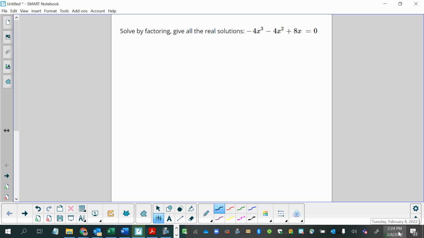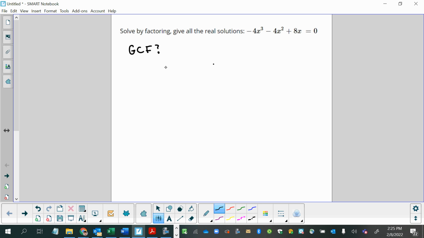In this problem, we're asked to solve by factoring this polynomial equation that's given here and to give all the real number solutions. So first I'd like you to notice that there may be a greatest common factor of each of these terms that could be factored out before trying any other methods of factoring you've learned. The first thing, see if there is a greatest common factor.